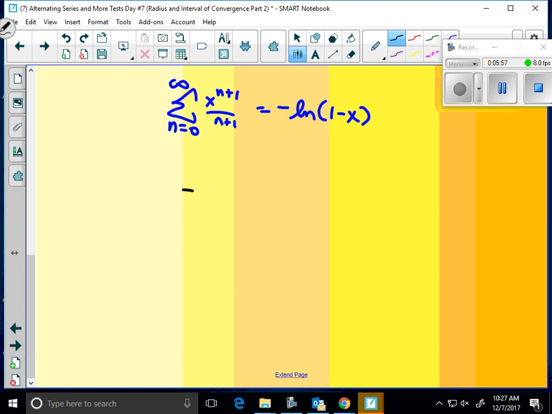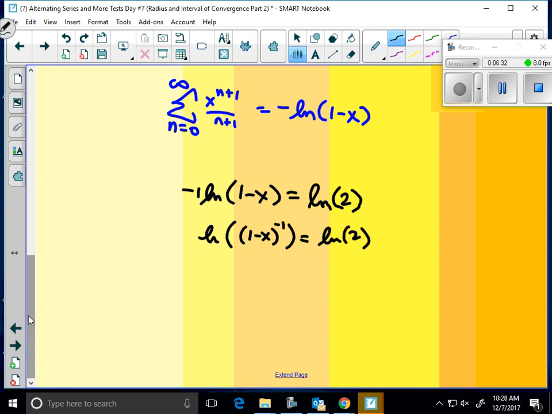Well, let's see. Negative natural log of 1 minus x. Let's first figure this out. What would x have to be for that to be true? Properties of logarithms would tell me what can I do with the negative sign out in front. Say it's a negative 1. What can I do with that negative 1? Bring it as an exponent, right? So that'd be natural log of 1 minus x to the negative 1.